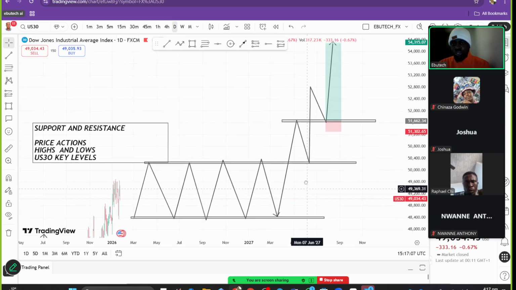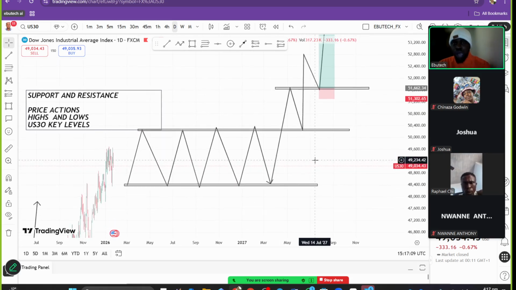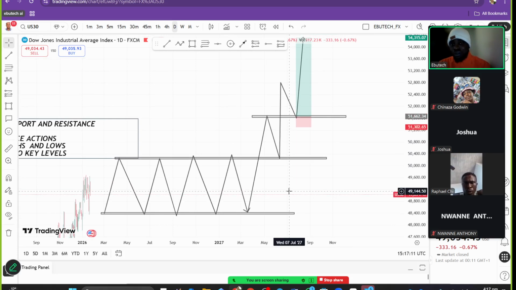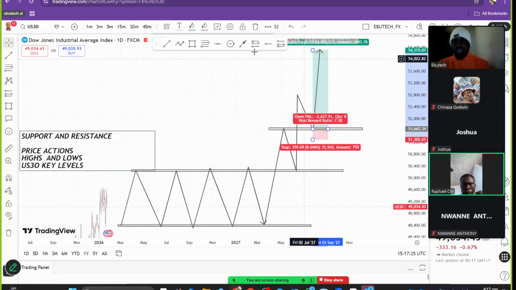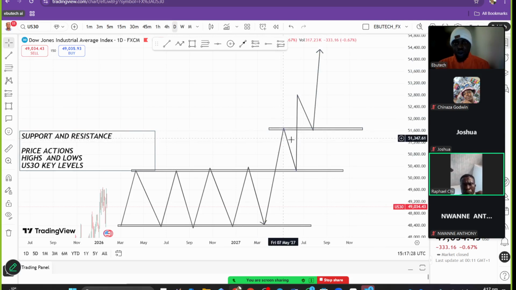I've explained the consolidation market, and when it pulls out from the consolidation to a down market, and when it pulls up from the consolidation to an uptrend. Is it understandable? Are you guys following? So now this is how you trade a consolidation market.